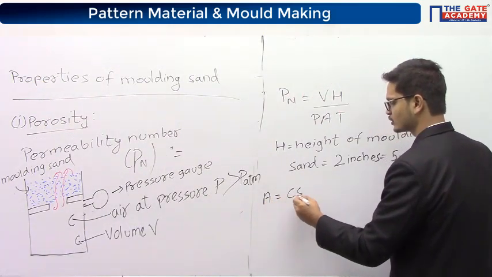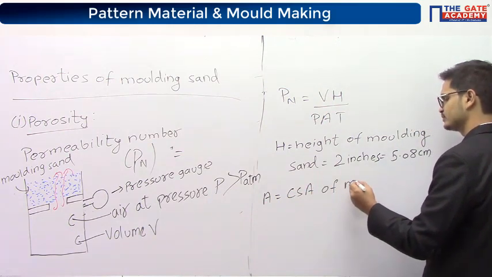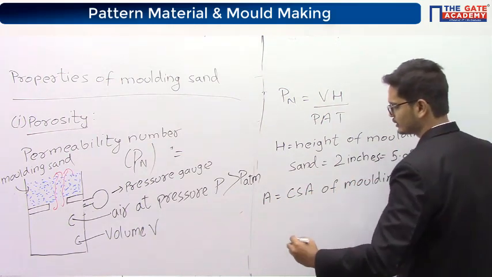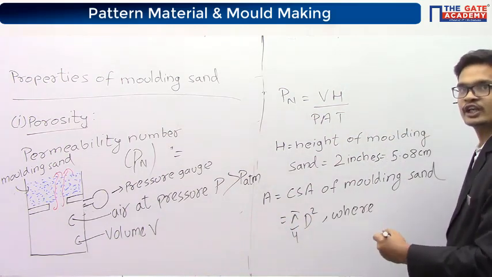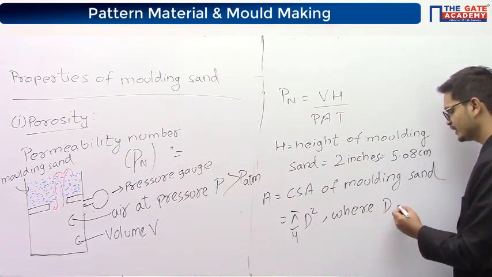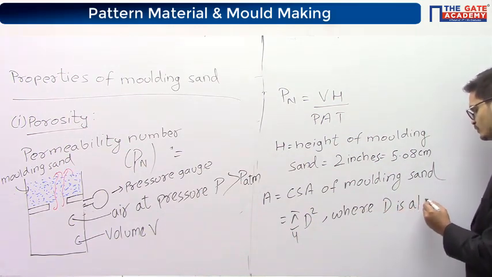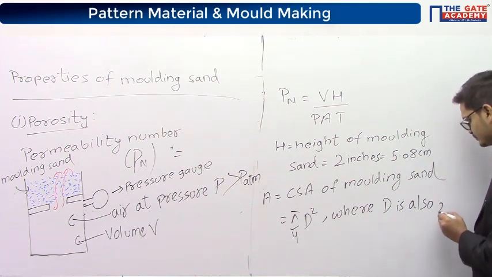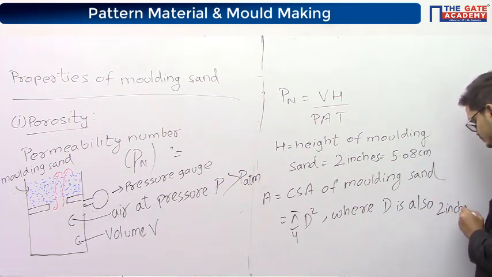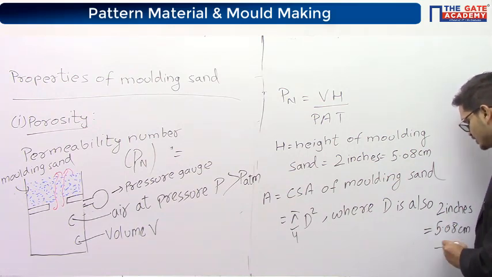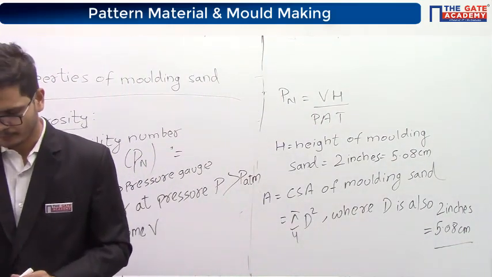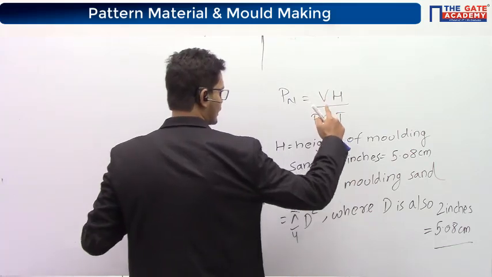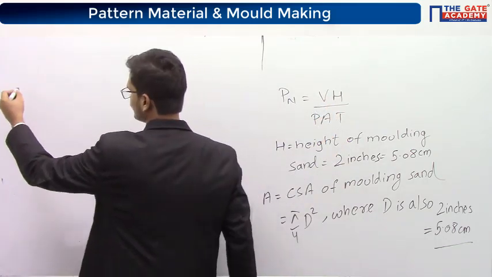A is the cross section area of molding sand. It is pi by 4 d square, where d is also 2 inches, which is equal to 5.08 centimeter. Okay. So H we know, A we know.